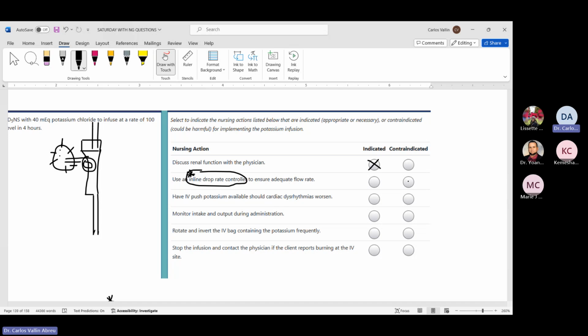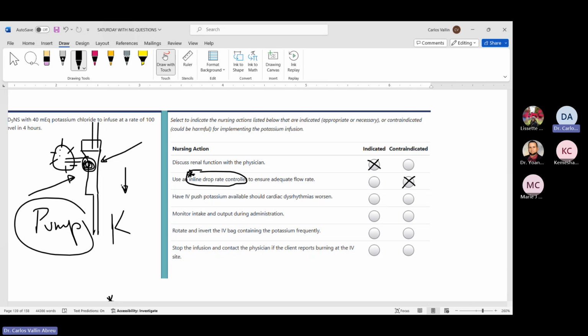It is contraindicated. This delicate case requires a pump. IV pumps are much better than these kinds of devices to have an exact IV administration of fluid, especially if you are administering potassium. You cannot depend on those devices to administer potassium, because if these rollers accidentally move, the potassium can pass too fast and the patient can even die. So an IV pump is necessary. This kind of device is not appropriate.